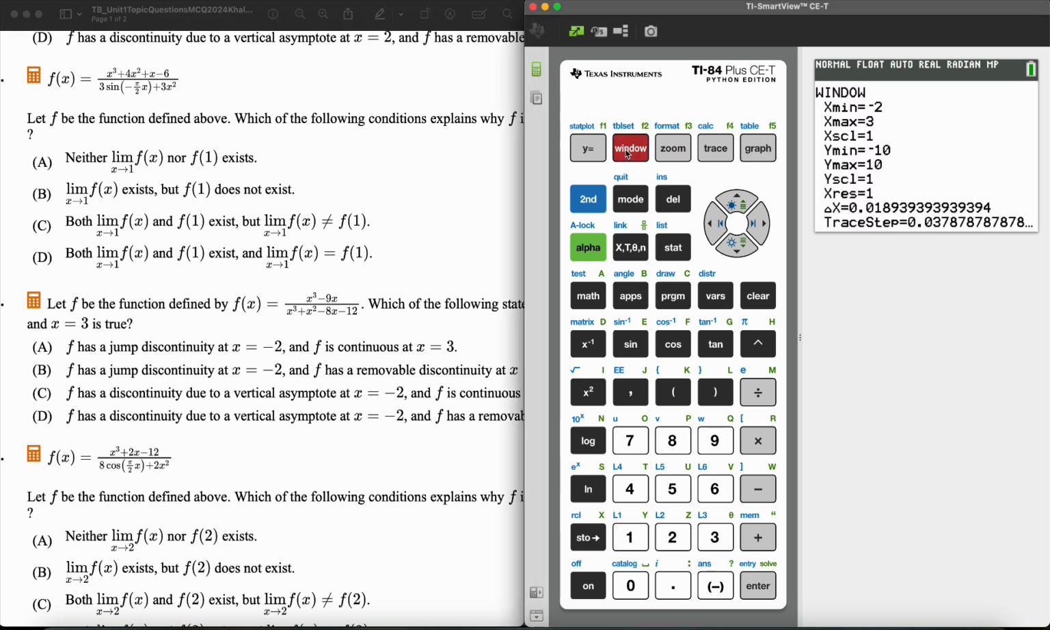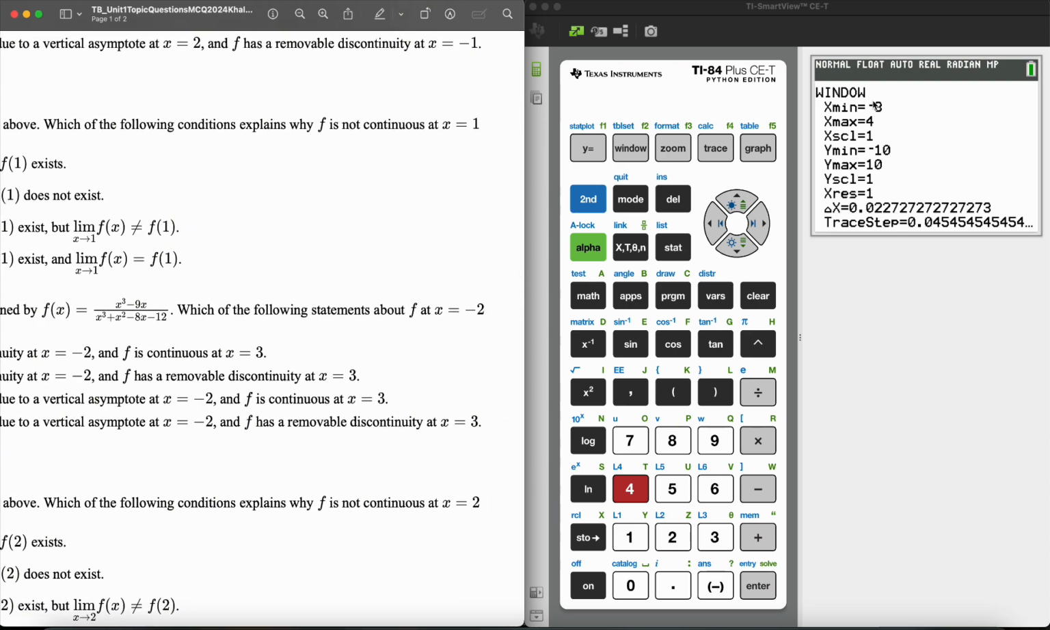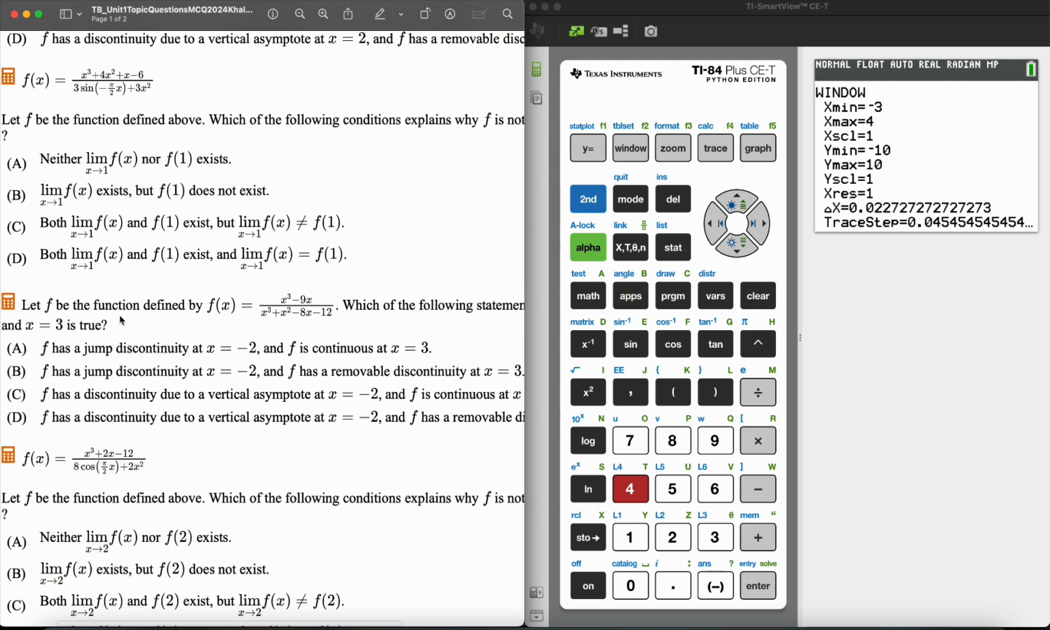Let me expand my window. I'm going to make it as small as minus 3. I'm going to make it as big as 4. You should always go lower than the minimum and higher than the maximum. So if they're asking for x of minus 2, make your x min minus 3. If they're asking for x of 3, make your x max 4.